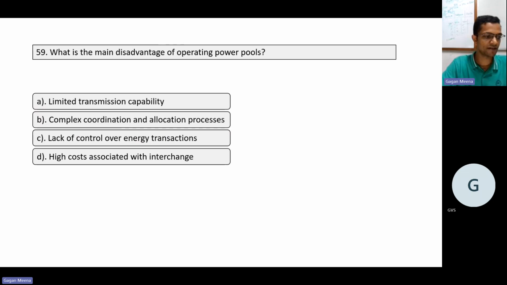What is the main disadvantage of operating power pools? Limited transmission capability, lack of control over energy transaction. No, we are doing that. High cost associated with interchange. It is complex. There is a complex coordination and allocation process required.